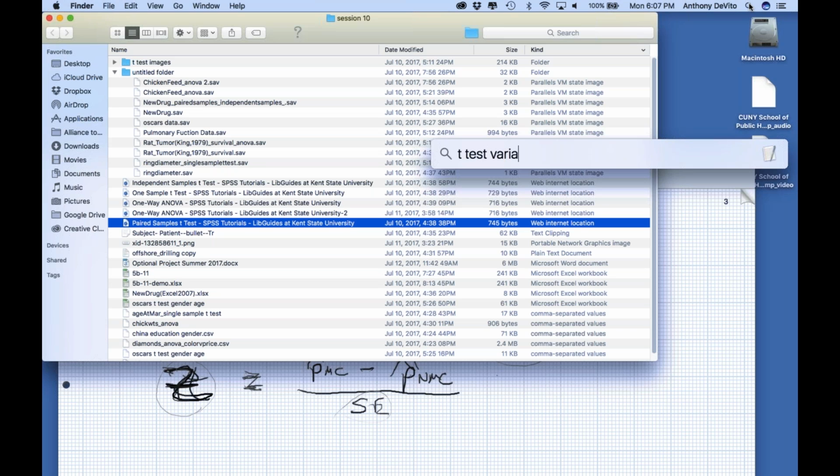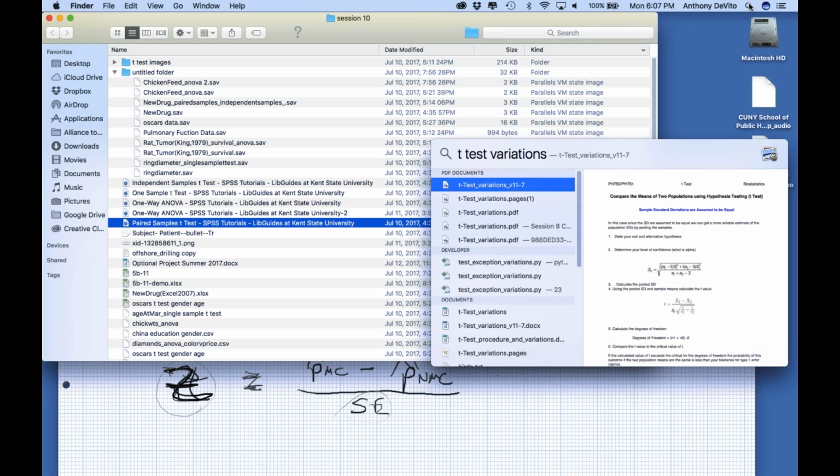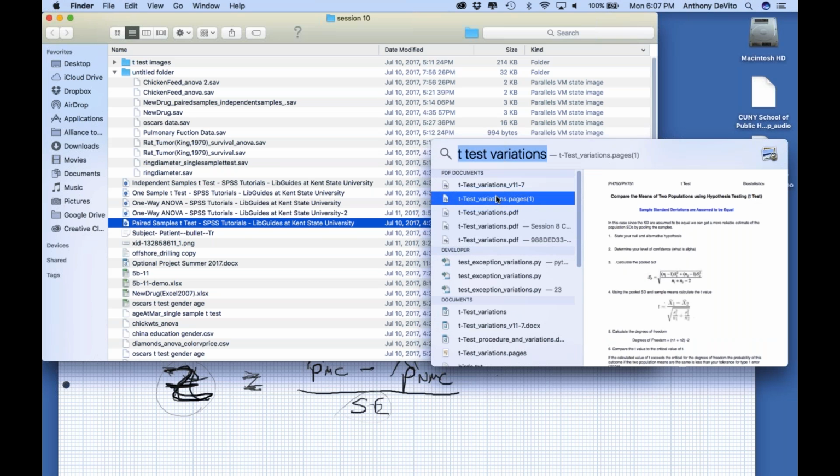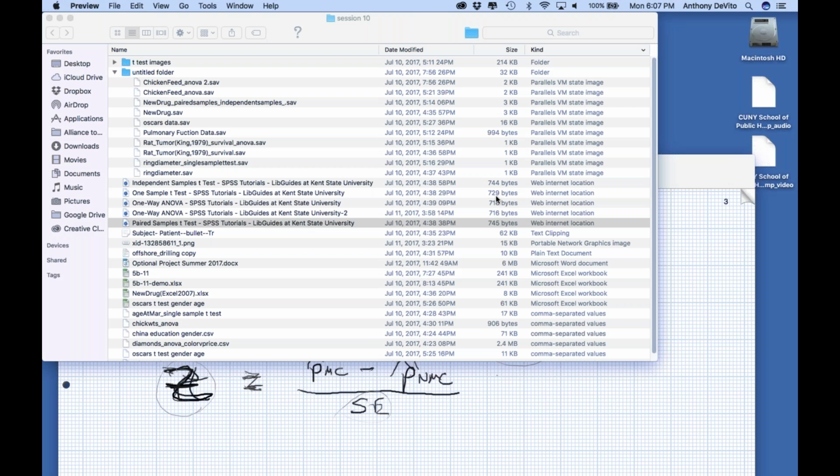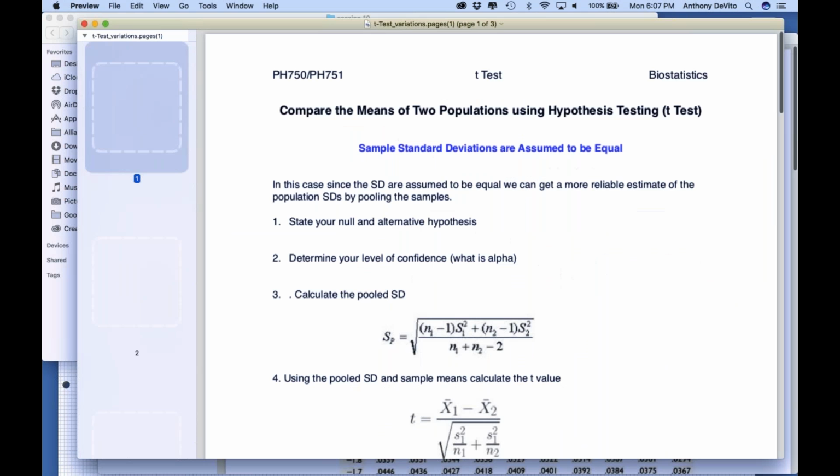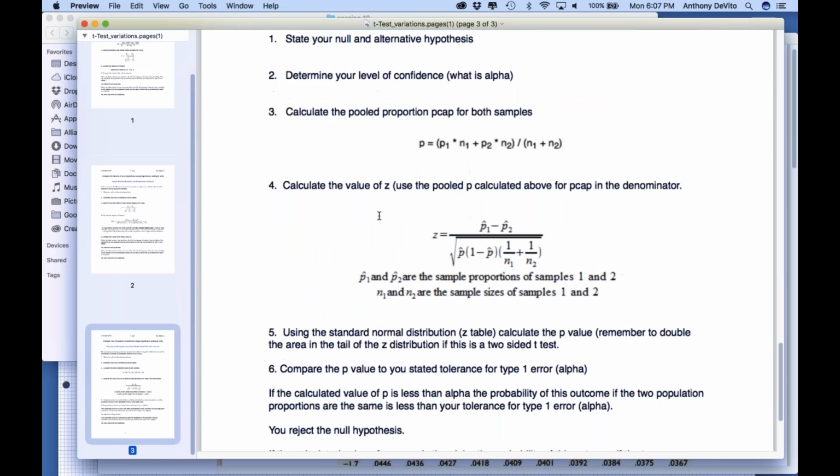There, I think it was called t-test variations, the document. Variations. Yeah, there it is. Let me open this up. Oh, sorry, I didn't open the PDF file. Okay, I think the last page.